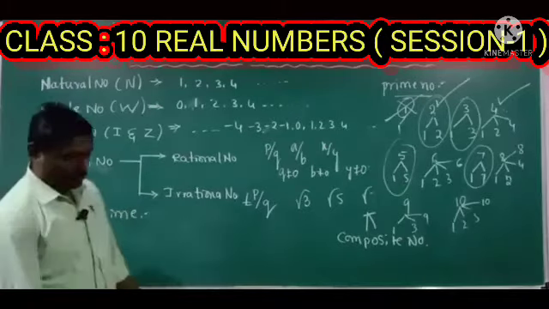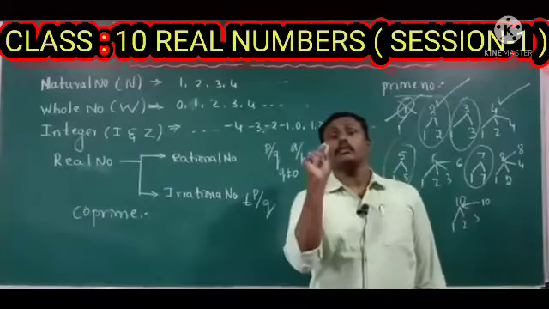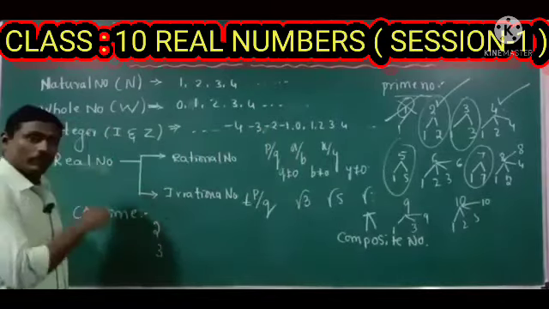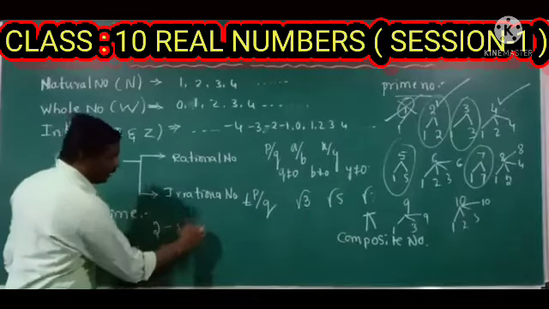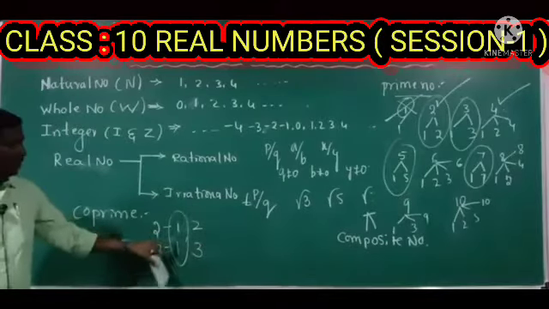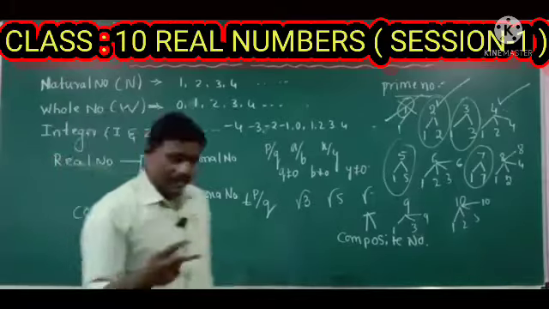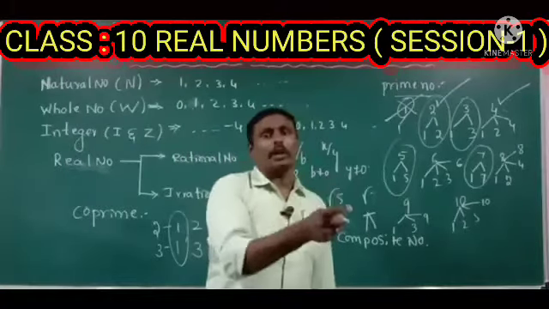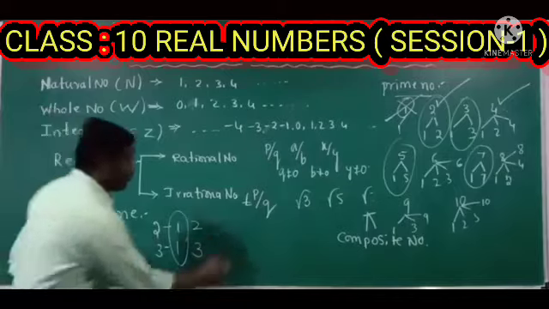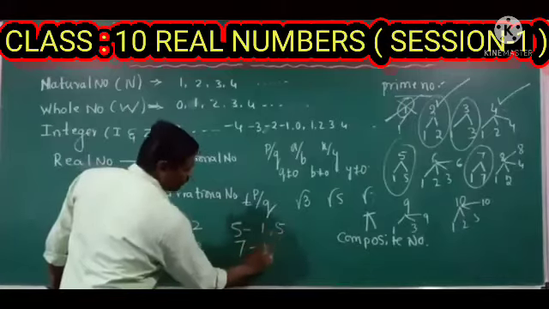So co-prime means what? Any two numbers which have the common factor 1 only. For example, if I take 2 and 3, what are the factors of 2 and 3? 1 and 2, 1 and 3. Here 1 is the common factor of these two numbers. Or co-prime means the HCF of the two numbers is equal to 1. Take 5 and 7. What are the factors of 5? 1 and 5, and for 7, 1 and 7.